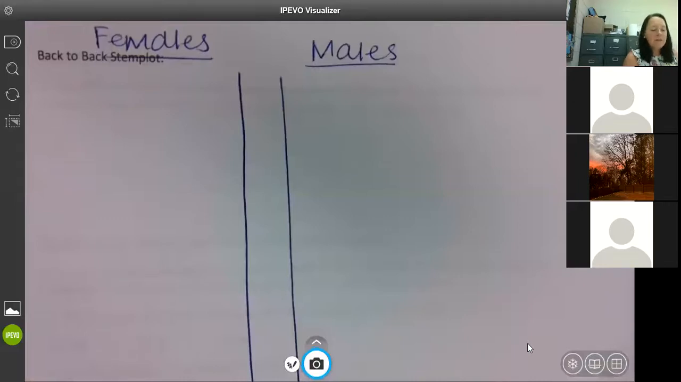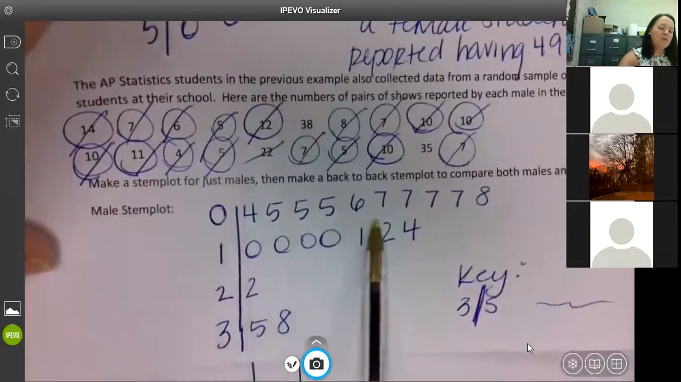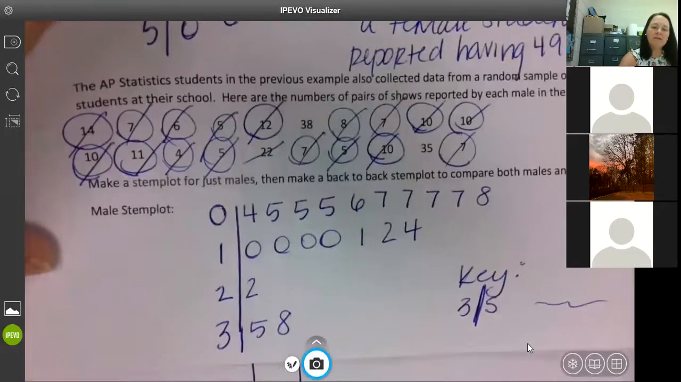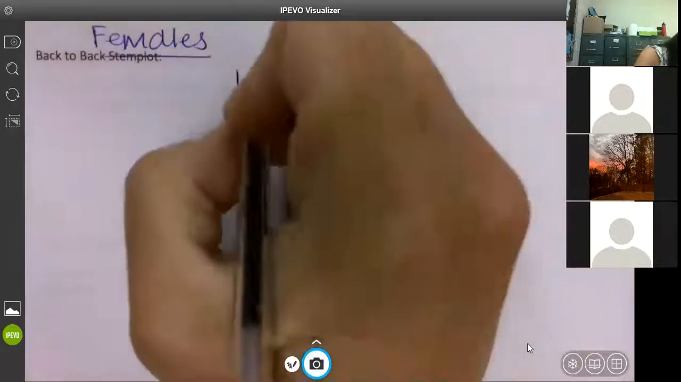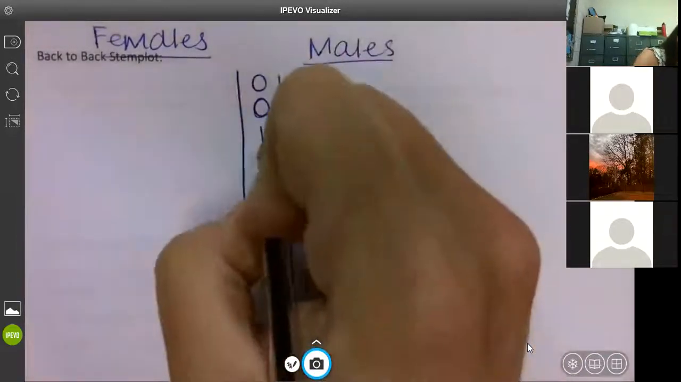All right, so sometimes when we compare, it's too much data all at one time. So what I'm talking about is that this is really way too big of a leaf. So sometimes they'll cut it in half. 0 to 4 goes on one and 5 to 9 goes on the other. And what I mean by that is they write it as 2 zeros instead of just 1 zero.